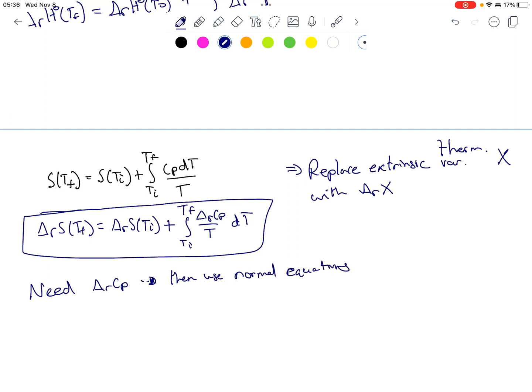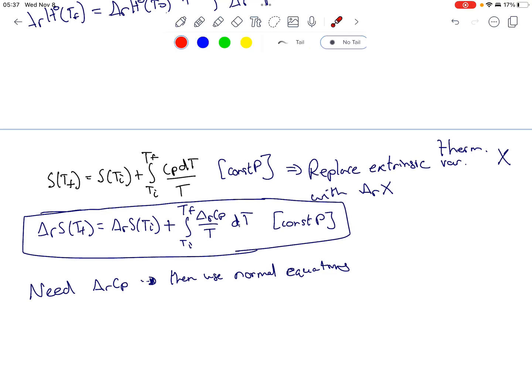And again, these are nothing really new. This is the exact same thing we would normally do to adjust entropy for a temperature change at constant pressure, right? This is constant pressure. And similarly over here, this is a constant pressure type of change. At constant pressure, how can I adjust the entropy of a reaction?